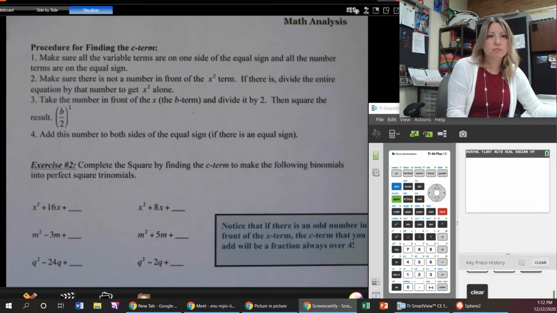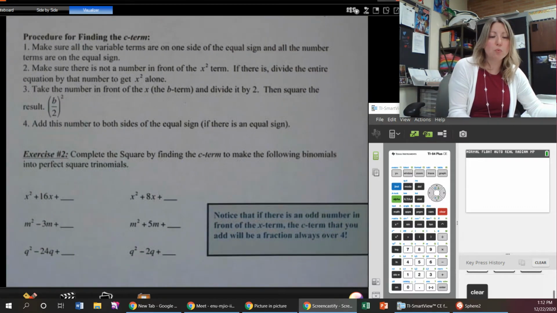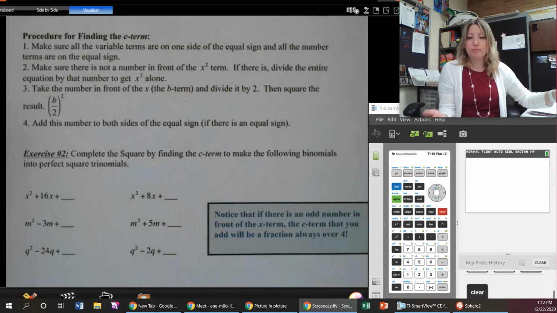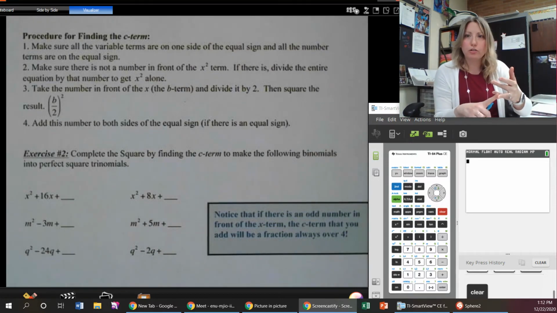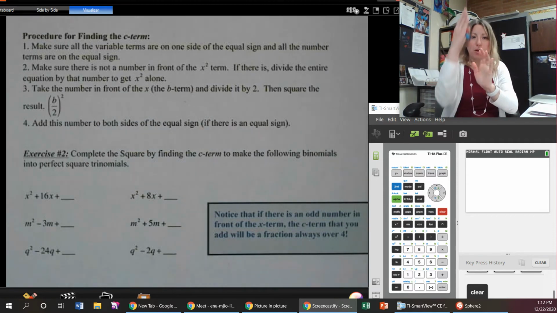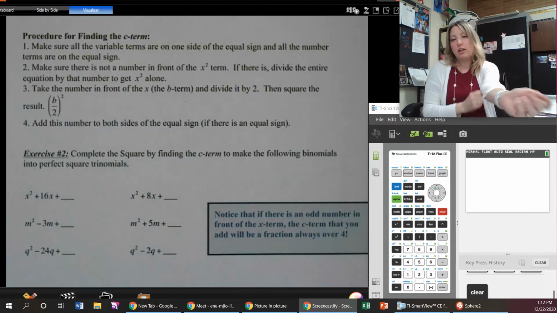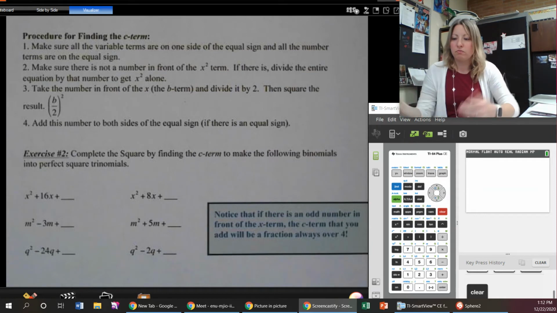Let's do it. So we need one side to have all your x squared and your x terms. The x squared needs to be a single term, 1x squared, and that's because I'm telling you so. So why?